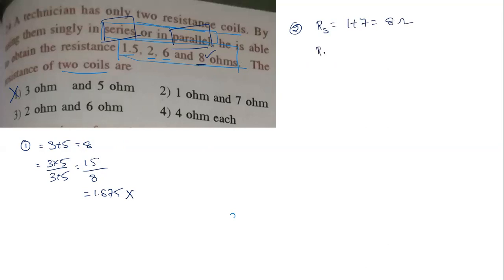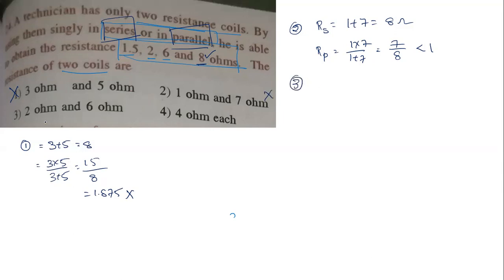Now parallel combination: 1 into 7 divided by 1 plus 7, it will be 7 by 8. So 7 by 8 is less than 1, right? Is there anywhere here an effective resistance less than 1? No. So the second option is also not the correct answer. Look at the third option now.